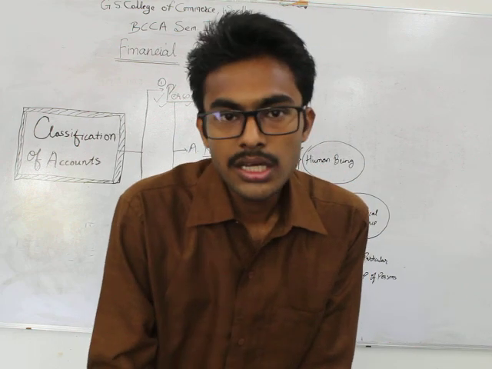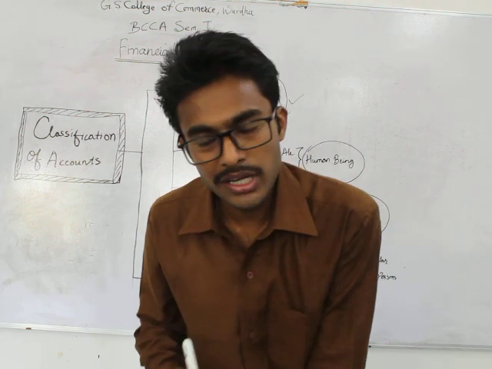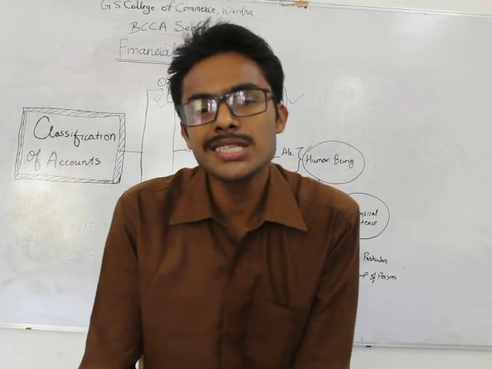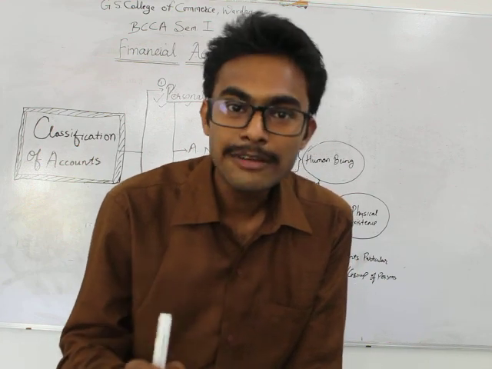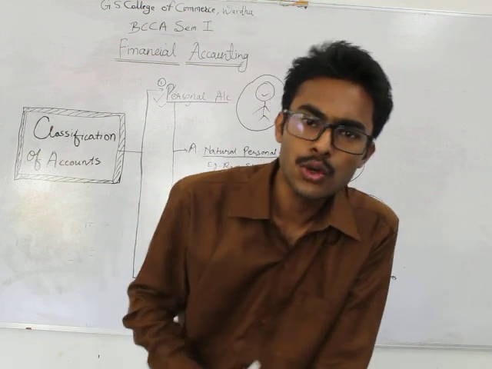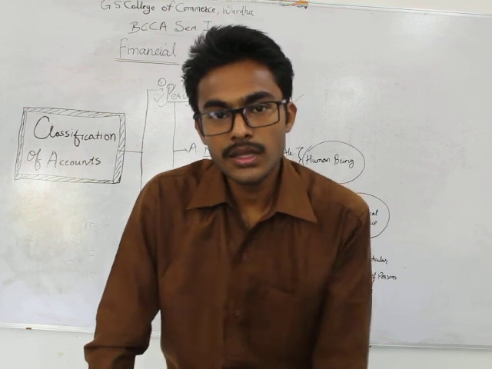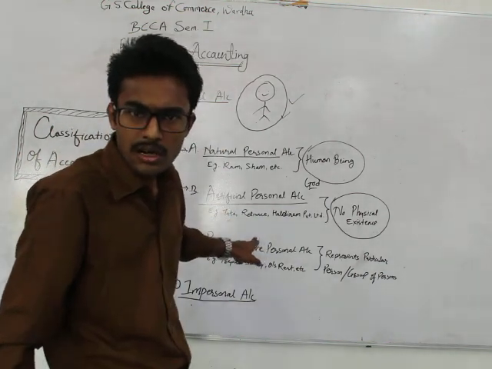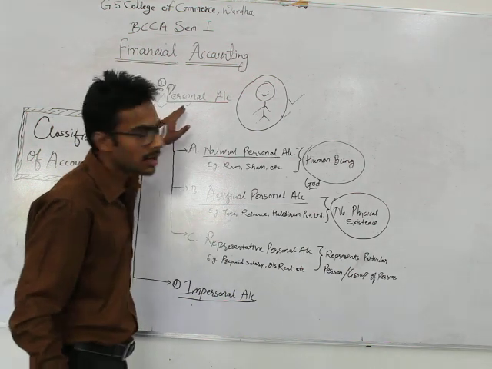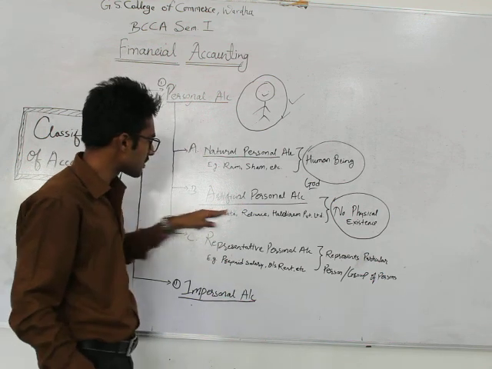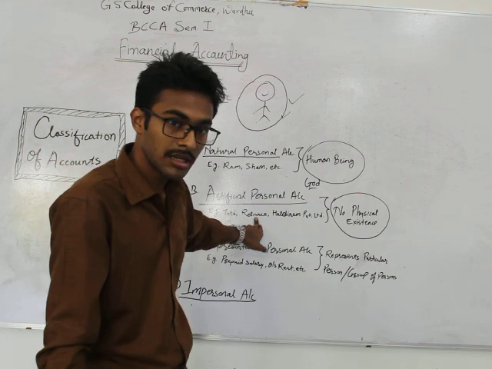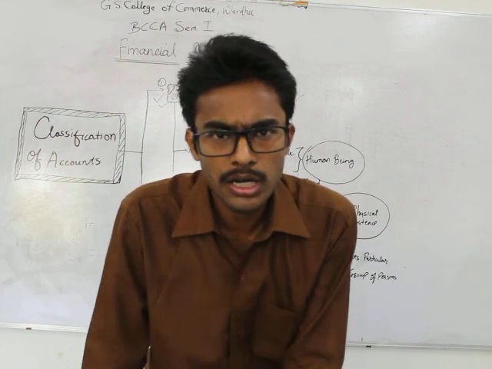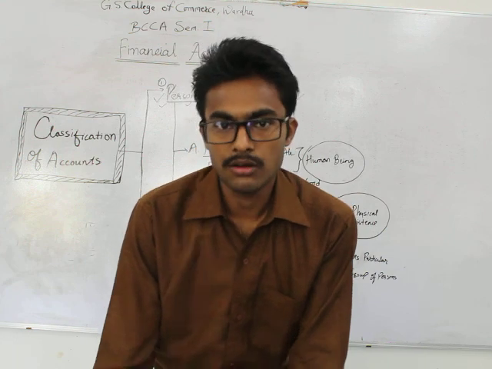Obviously you can meet Tata sir, Ratan Tata sir, but can you meet Tata Company Limited? No, that one is an artificial person that cannot be seen. That person has only paper value. No physical existence will be there for artificial persons. All artificial personal accounts will come under personal account. Artificial personal accounts are Tata Company Limited, Reliance Company Limited, Haldiram's Private Limited. All these types of things will come under artificial personal account.